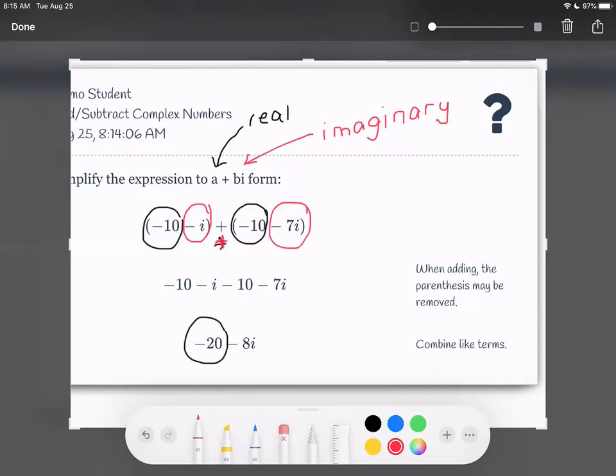Okay, so then we have our -i added to -7i. So -i plus -7i, if you combine it, gives us -8i. And so the final answer in this case is -20 minus 8i. Okay, do you guys have any questions on this type of problem?